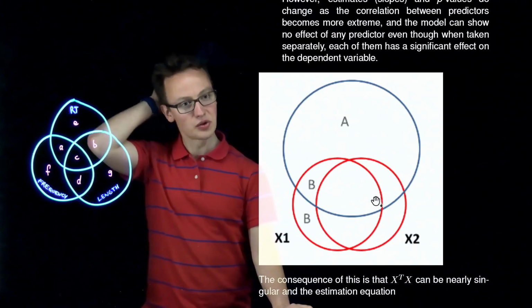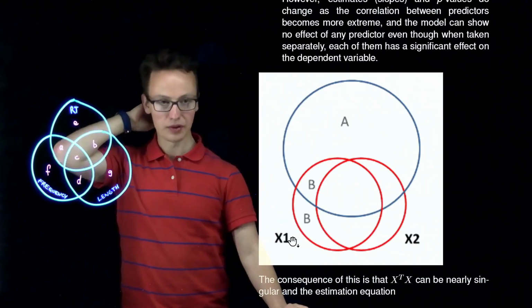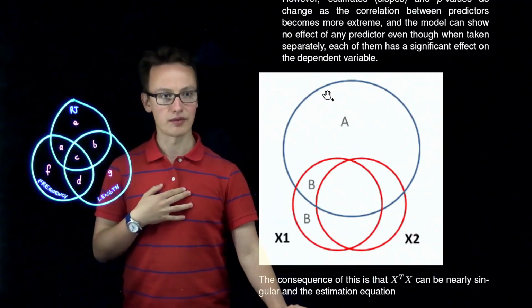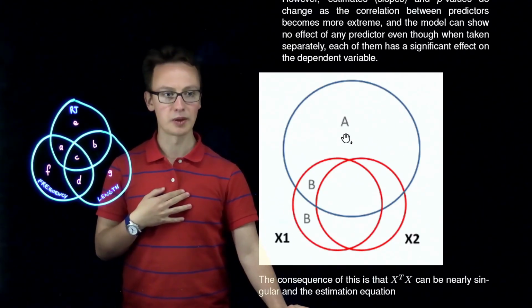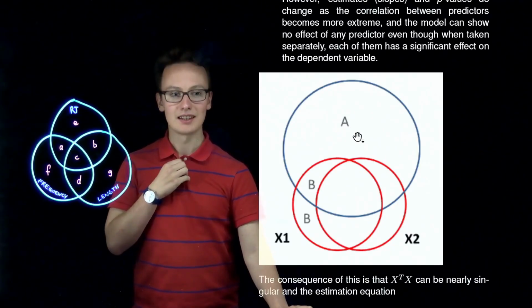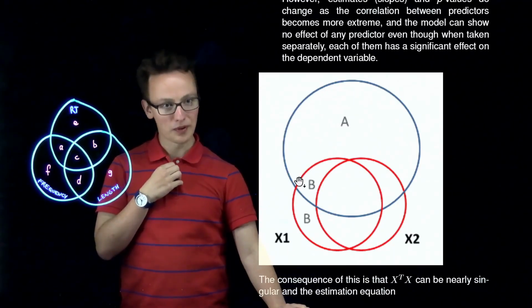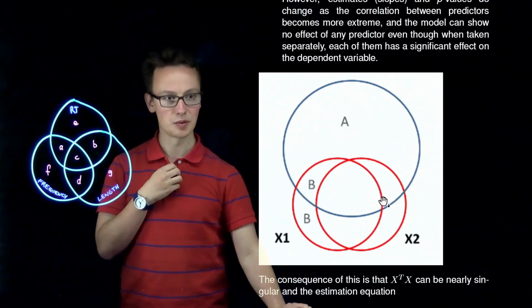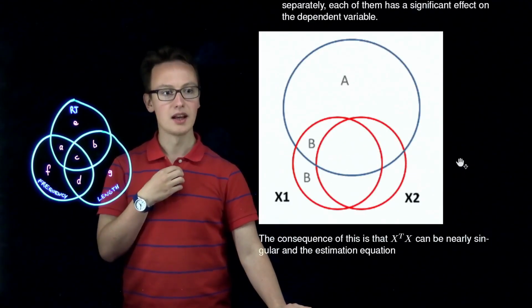If we now try to put them both into the same multiple linear regression to describe their effect on our outcome variable A in this case, the slope for x1 would just be this tiny portion of variance, and the slope for x2 would be just this tiny portion of variance.